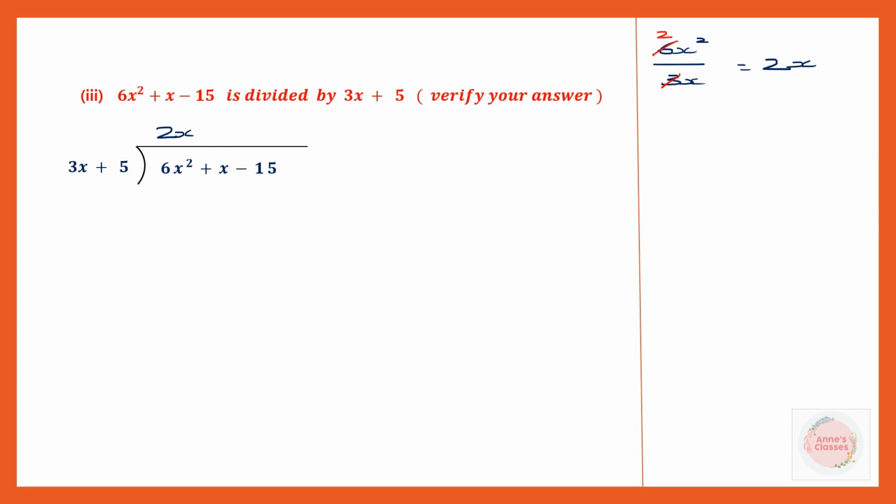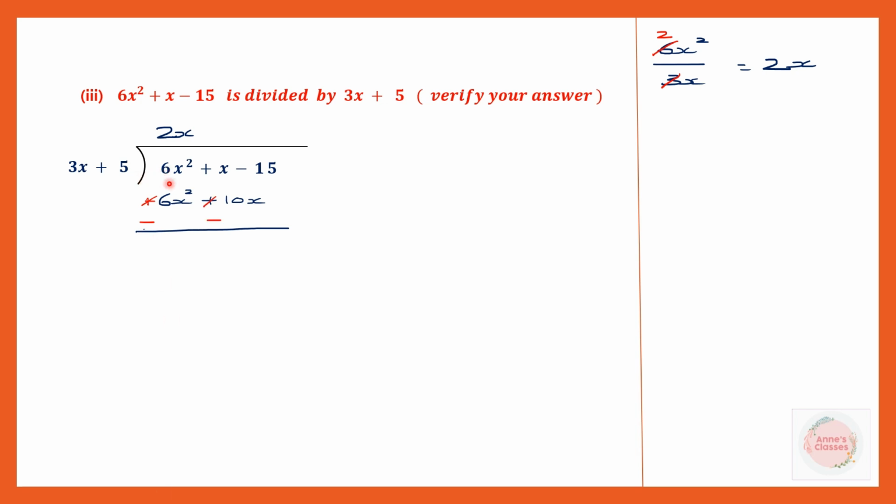We have 2x. Now let's multiply 2x with every term in the divisor. So first 2x into 3x and then 2x into 5. So 2x into 3x, 2 3's are 6x into x is x squared. Now 2x into 5. So the sign is plus. 2x into 5 is 5 2's are 10, 10x. Now we have to subtract. So here when we subtract, the signs change. This is a plus sign. This becomes minus. This also becomes minus.